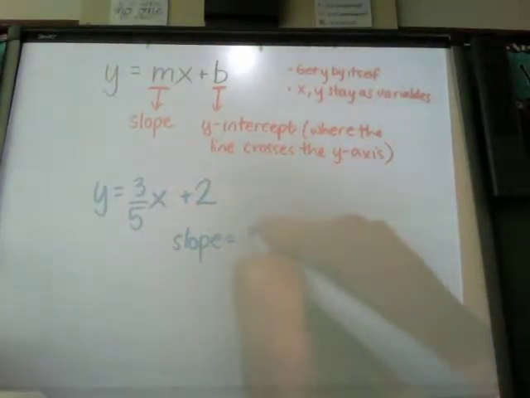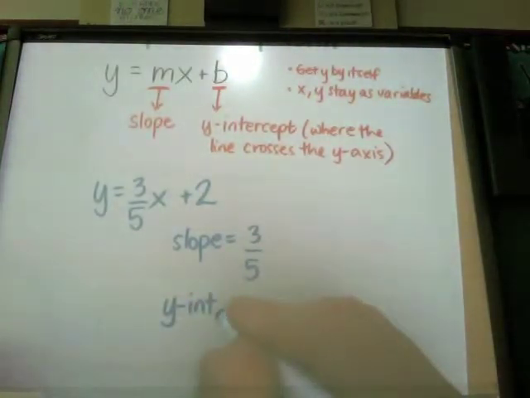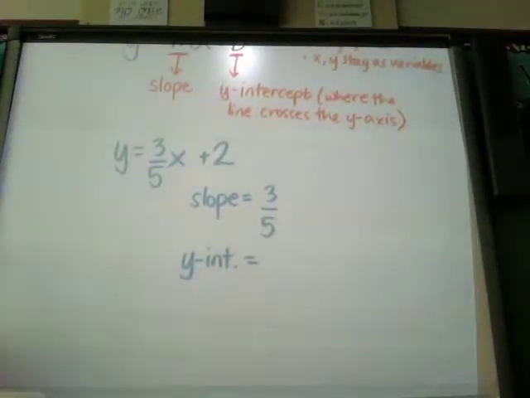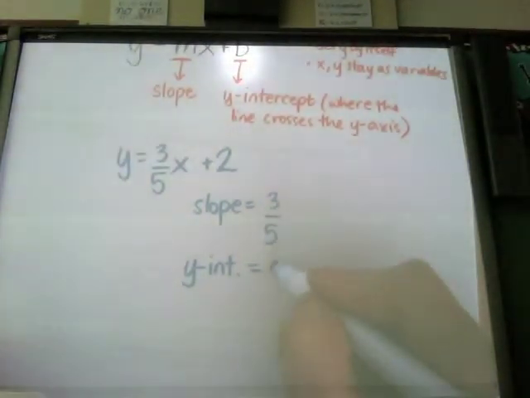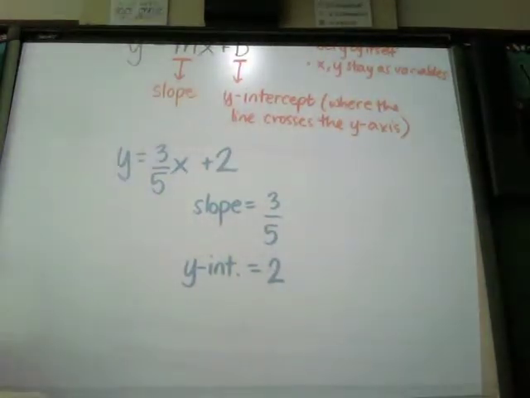So what's my slope in this equation? Izzy? 3/5. And my y-intercept, I'm going to abbreviate intercept there. What's my y-intercept according to this? Daniel Q? 2. Yeah, 2. And in this case, we can just write 2 because it's positive. If it were negative, that would mean it would cross at the negative part of the y-axis.